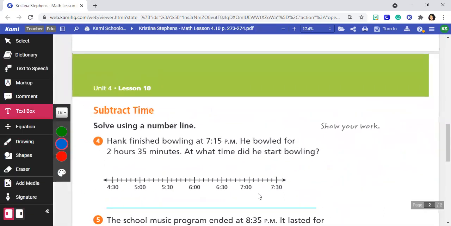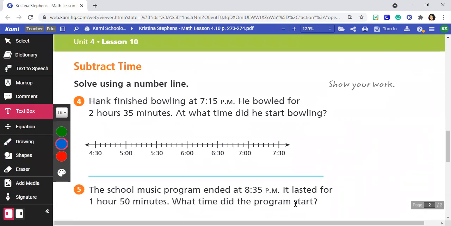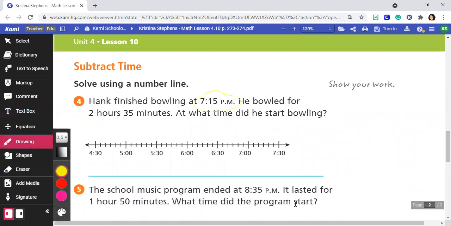Now we're going to be using the same strategy of a number line, but this time we're going to subtract time. We're not going to be adding time, we're going to be subtracting time, going backwards, looking backwards. So we're using our number line just like we did before. And number 4, we have Hank. Hank finished bowling at 7:15 p.m. He bowled for 2 hours, 35 minutes. What time did he start bowling?